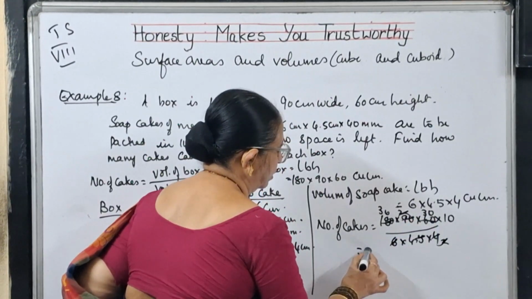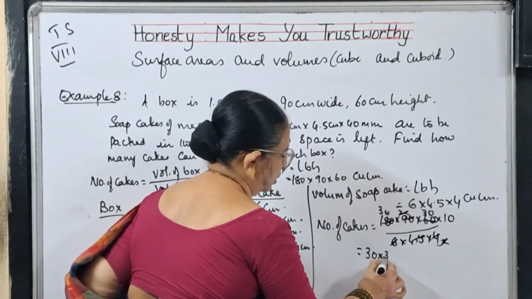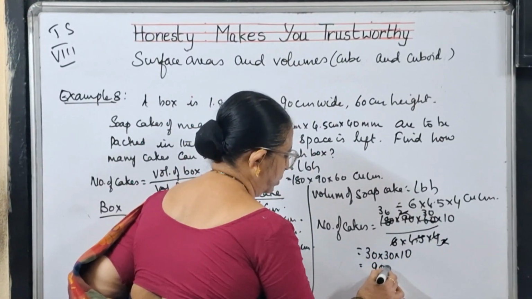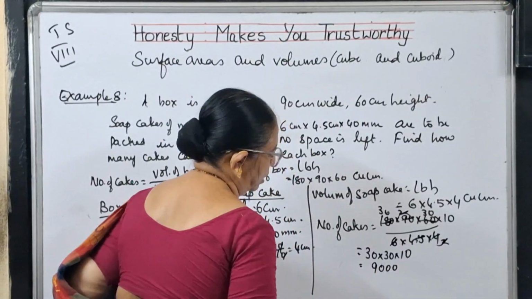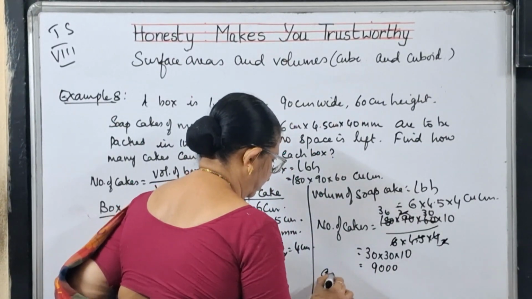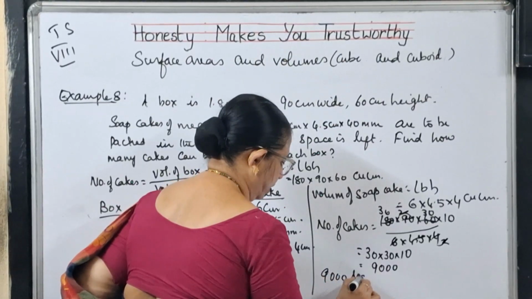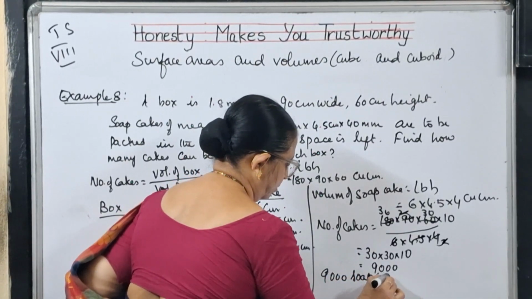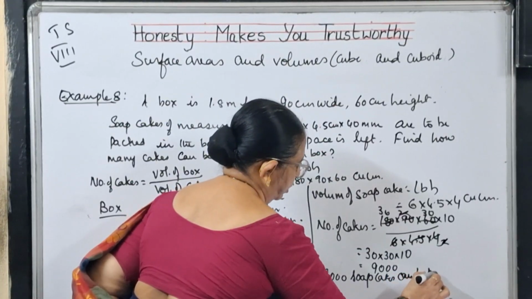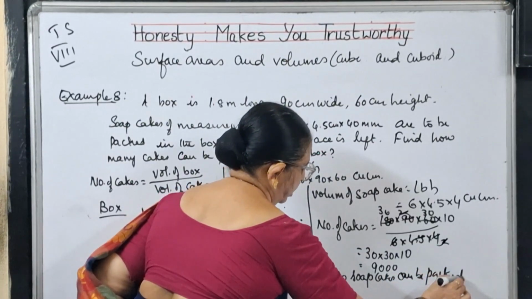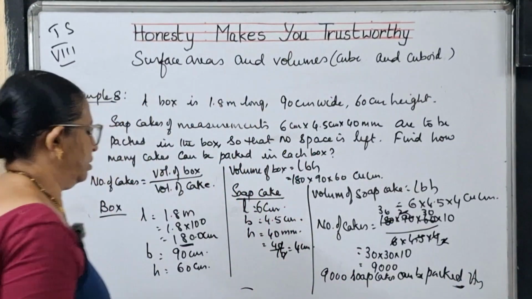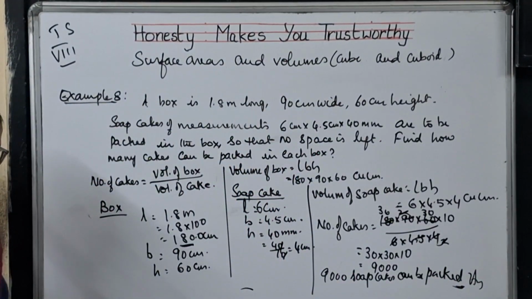So what am I getting? 30 into 30 into 10. 3 threes are 9, so 9,000 soap cakes can be packed. This is the answer, children. Please note it down.